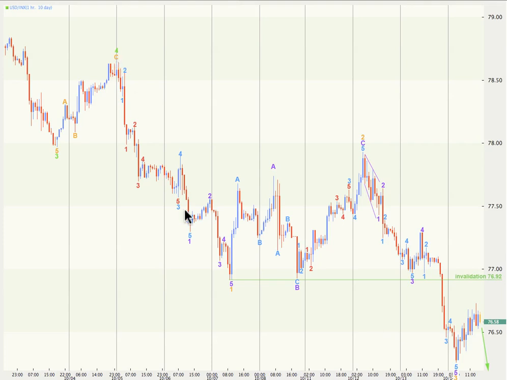Within wave 5 green, we've got a 1, 2, 3, working on a 4th wave correction today that cannot move into wave 1 price territory. Therefore, with today's upwards movement, the dollar should not rise above 76.92. When we know where wave 4 ended, we can use that information to work out a more accurate target to the downside for wave 5 orange.